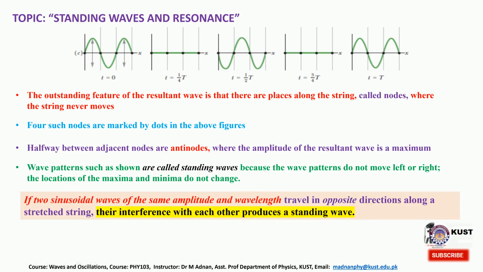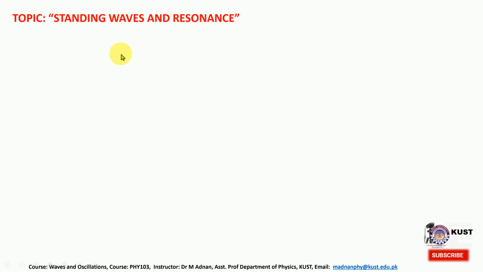So we can say that if we have two sinusoidal waves of the same amplitude and wavelength traveling in opposite directions along the stretched string, their interference with each other produces standing waves. Now we will see the mathematical steps of these profiles known as standing waves.